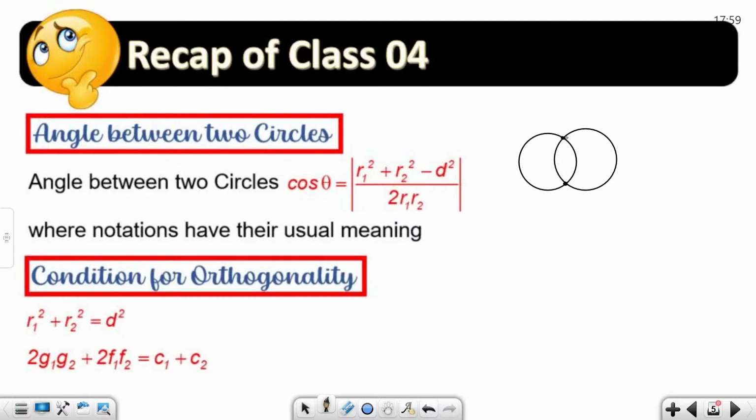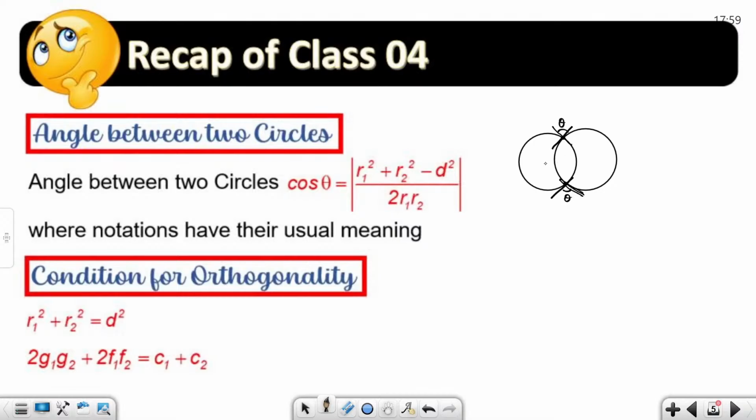So to find the angle between the circles, either you can find it here or you can find it here. Both will be of the same angle, right? If this angle is theta, then this angle is also theta. So no need to find it at 2 points. At only 1 point, if you find the angle, that will serve our purpose.